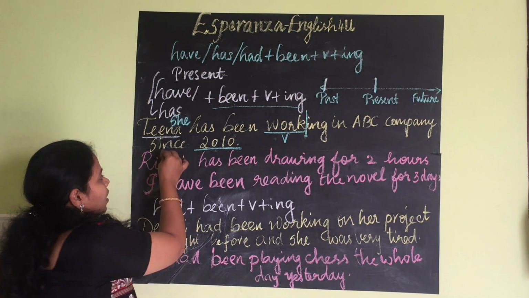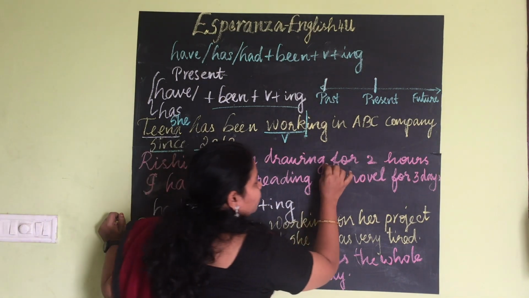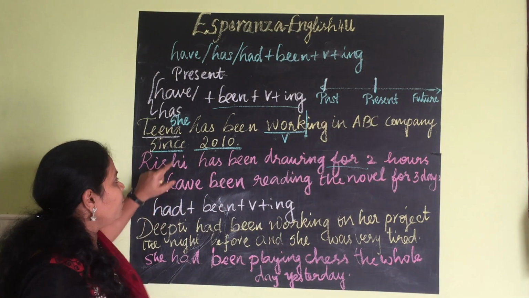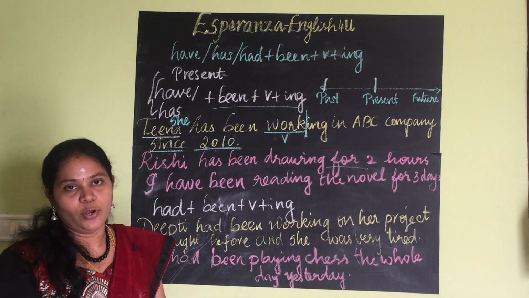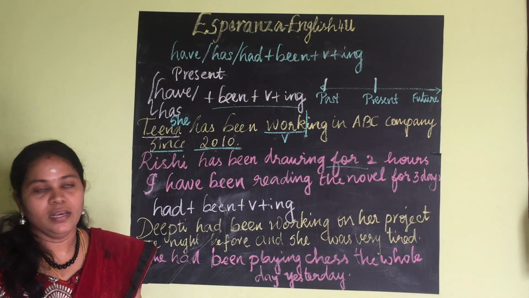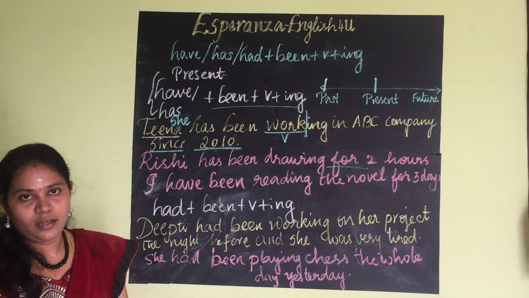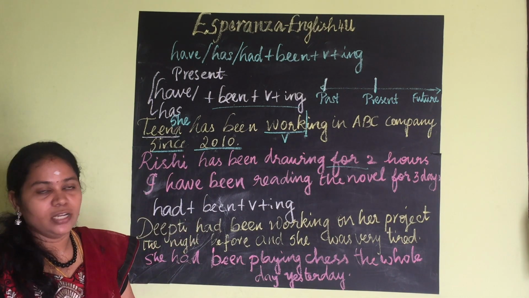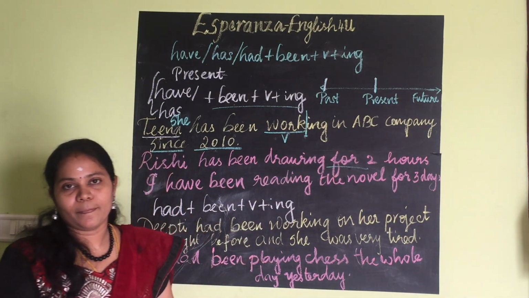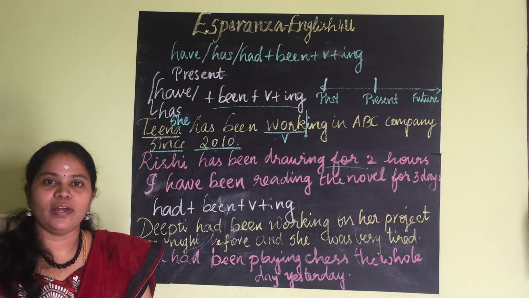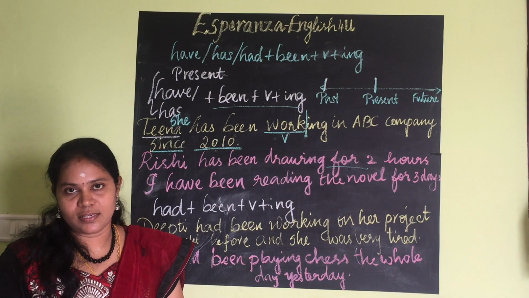So where are we using since? Where are we using for? We can see the difference also. If it refers to a particular specific point of time, we can use since. So the year is mentioned. If it is not mentioned, we can use for. When the specific point of time is mentioned, we use since.